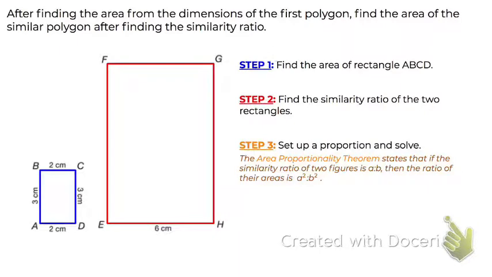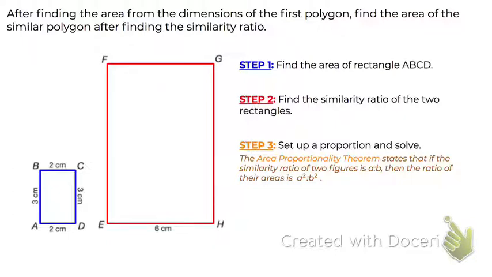So here it says, after finding the area from the dimensions of the first polygon, find the area of the similar polygon after finding the similarity ratio. So what we're going to do, these two figures are similar, these two rectangles are similar. We're going to find the area of the rectangle we know all the measurements of, the small one, and then use that in the similarity ratio to find the area of the bigger red rectangle.